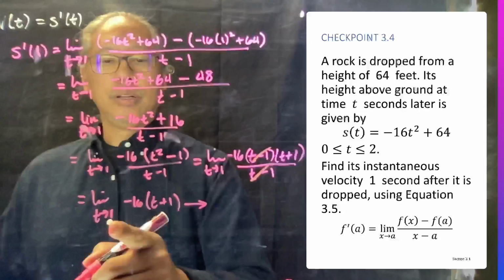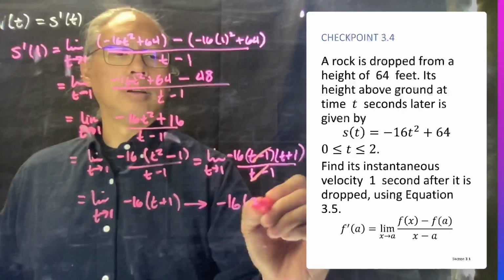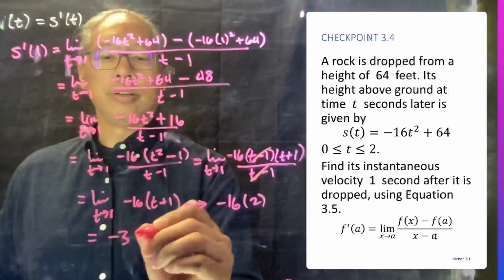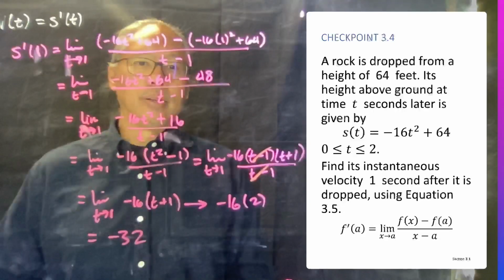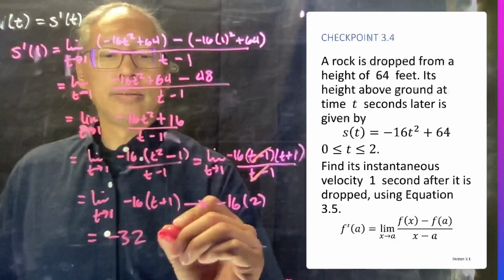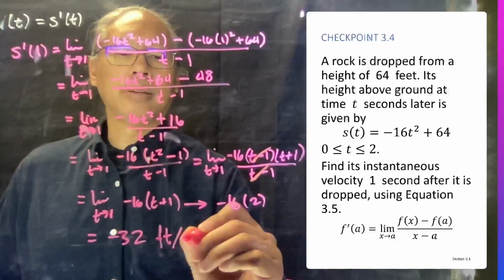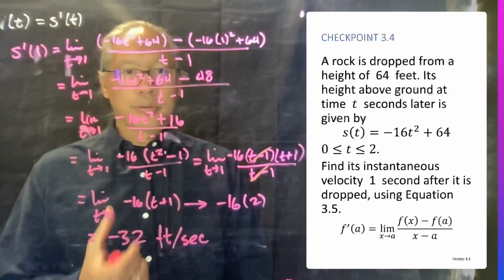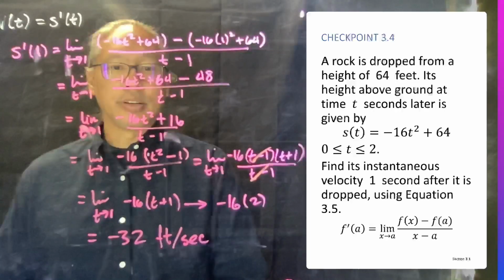So we'll put 1 in for t. We're going to get negative 16 times 1 plus 1. So this is going to be negative 32. This is a velocity, so we can use the units feet per second. And so this rock is falling at 32 feet per second, 1 second after the drop.